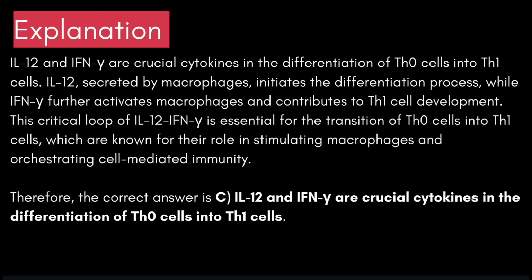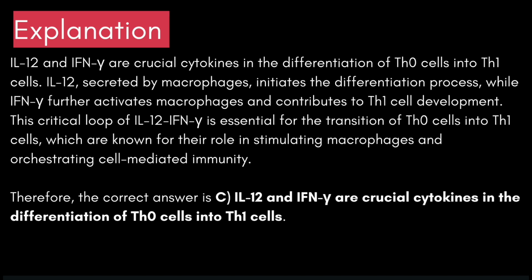IL-12 and interferon gamma are crucial cytokines in the differentiation of Th0 cells into Th1 cells. IL-12 secreted by macrophages initiates the differentiation process, while interferon gamma further activates macrophages and contributes to Th1 cell development. This critical loop of IL-12 and interferon gamma is essential for the transition of Th0 cells into Th1 cells, which are known for their role in stimulating macrophages and orchestrating cell-mediated immunity. Therefore, the correct answer is C.